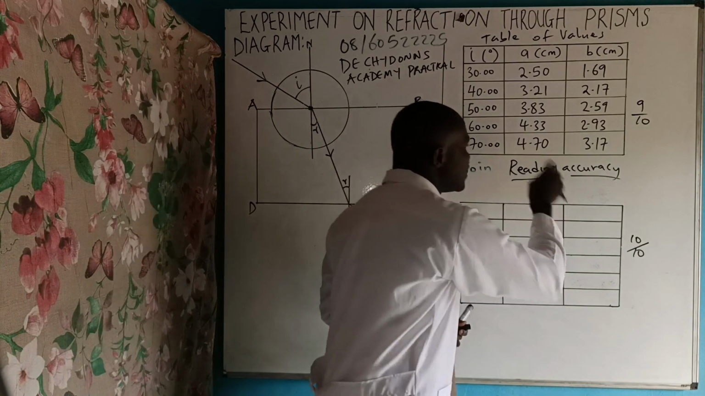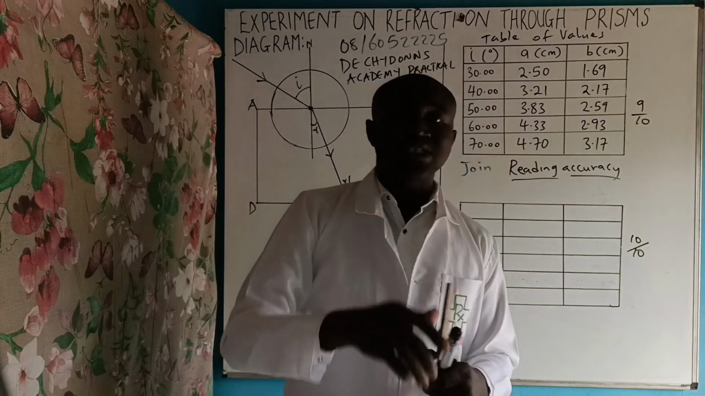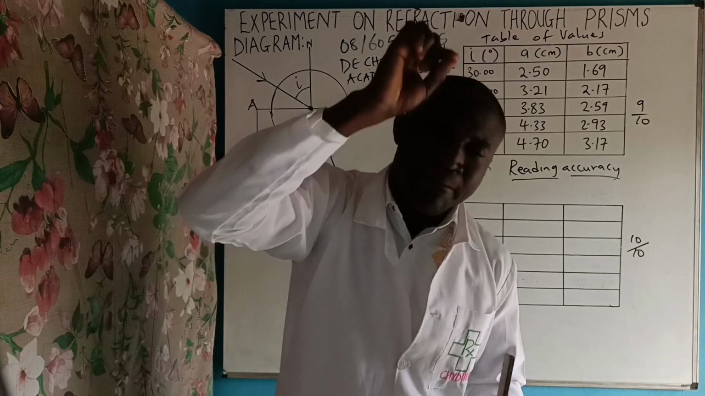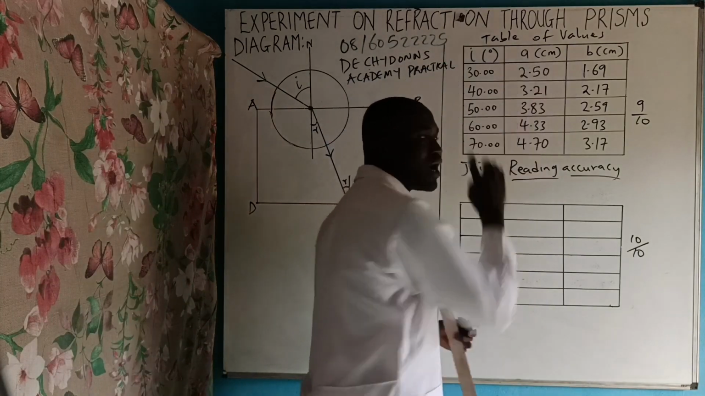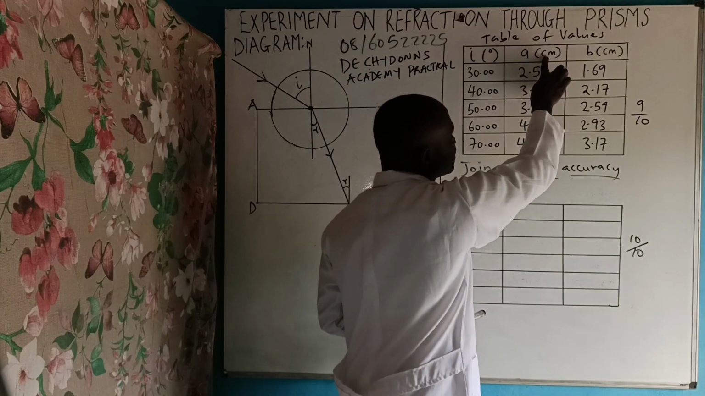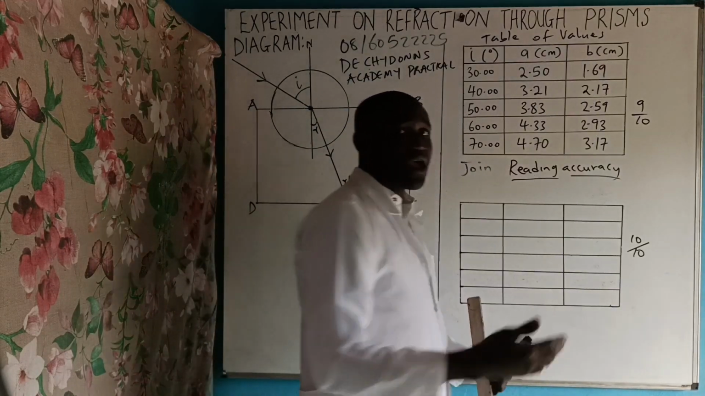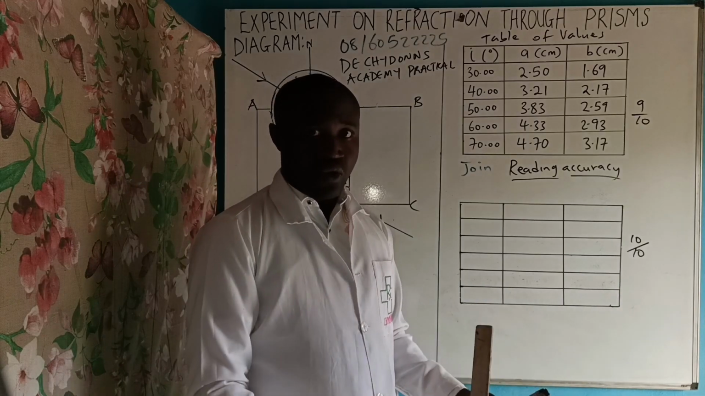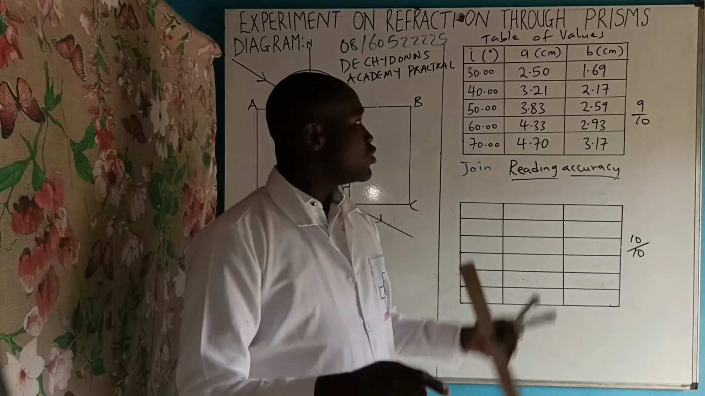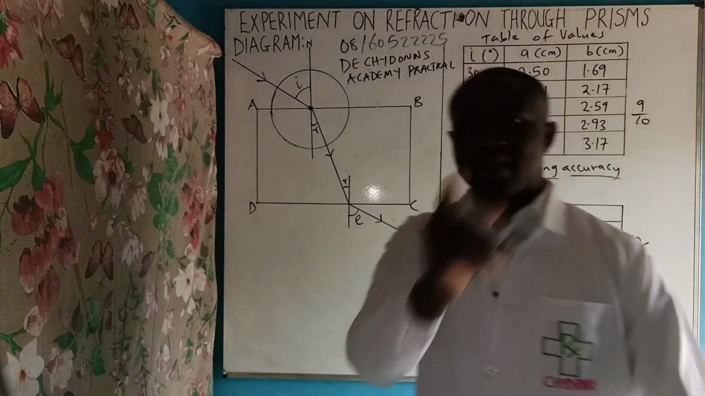Now, what do I mean by reading accuracy? Reading accuracy simply means the smallest measurement you can get from the measuring instrument you use to measure your values. If you perform this experiment, you will use a ruler, because this is in centimeters. You can use a 30 centimeter rule or a 1 meter rule, that is a 100 centimeter rule, to do your measurement. So what do we mean by reading accuracy?